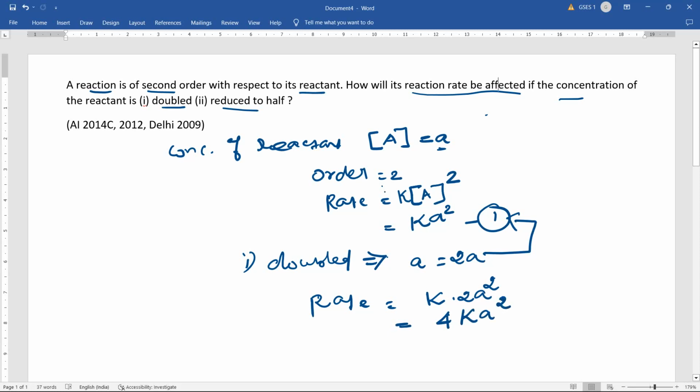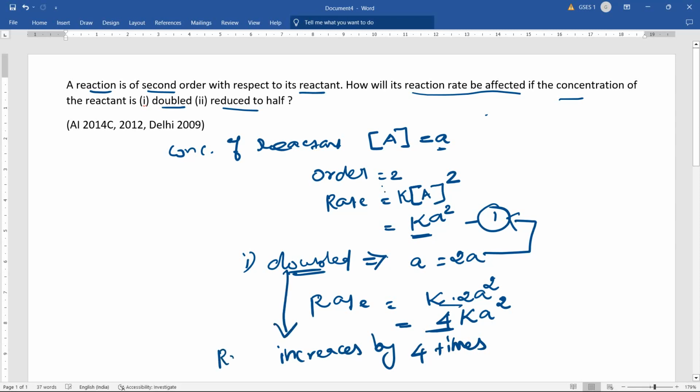First the reaction rate is normally K A square. Now it is 4 K A square when the concentration is doubled. So this is the answer: the rate of the reaction increases by 4 times. The rate increases by 4 times when the concentration is doubled.